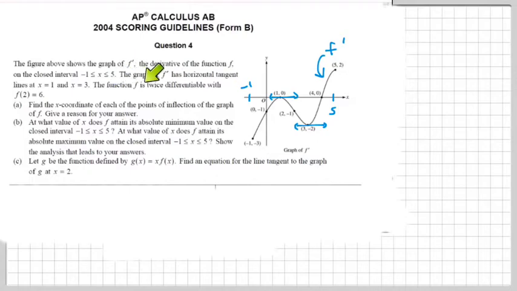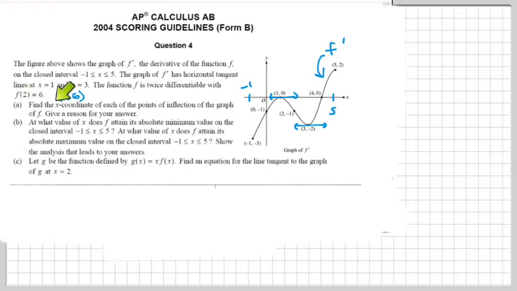The function f is twice differentiable. That just means you can take the derivative of it twice, so you get an f double prime, with f of 2 equaling 6. Oh okay, so it gives us a point (2, 6). Is this point on f or f prime? It's on f. So this point is not going to be on this graph, because this is the f prime graph. Now let's start reading it.